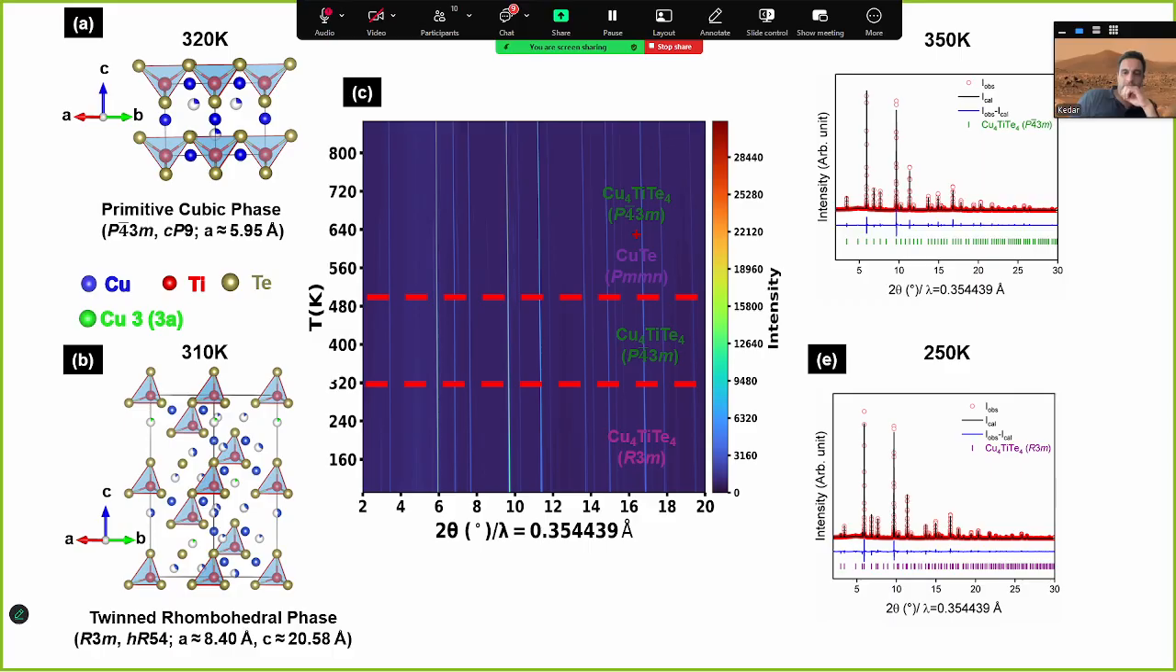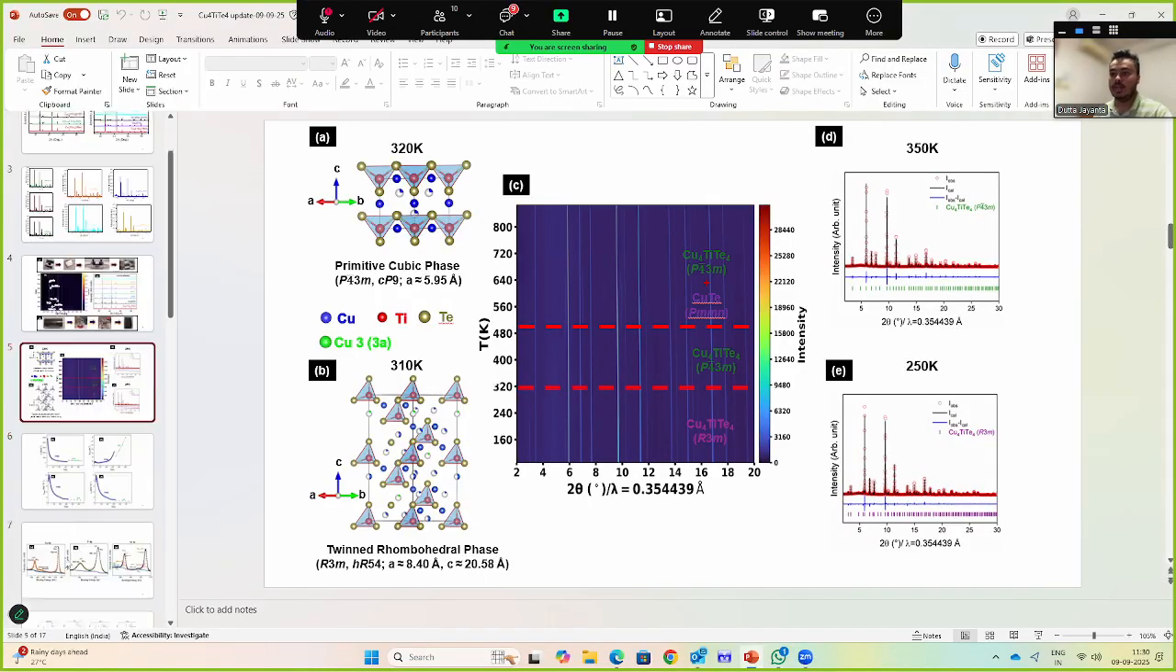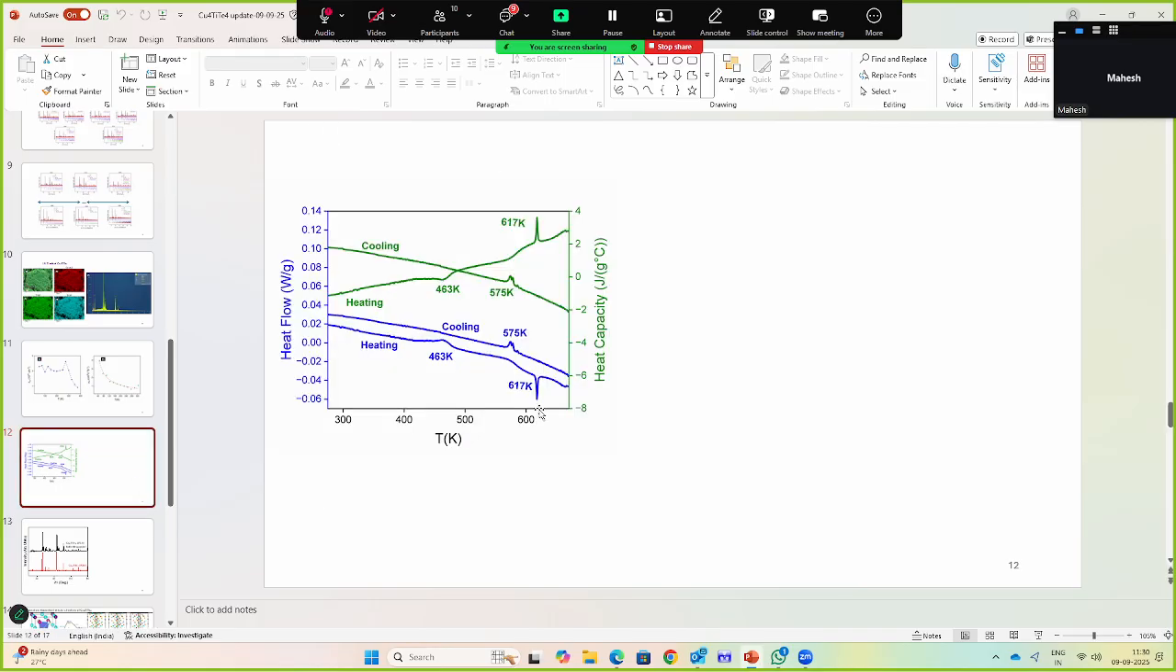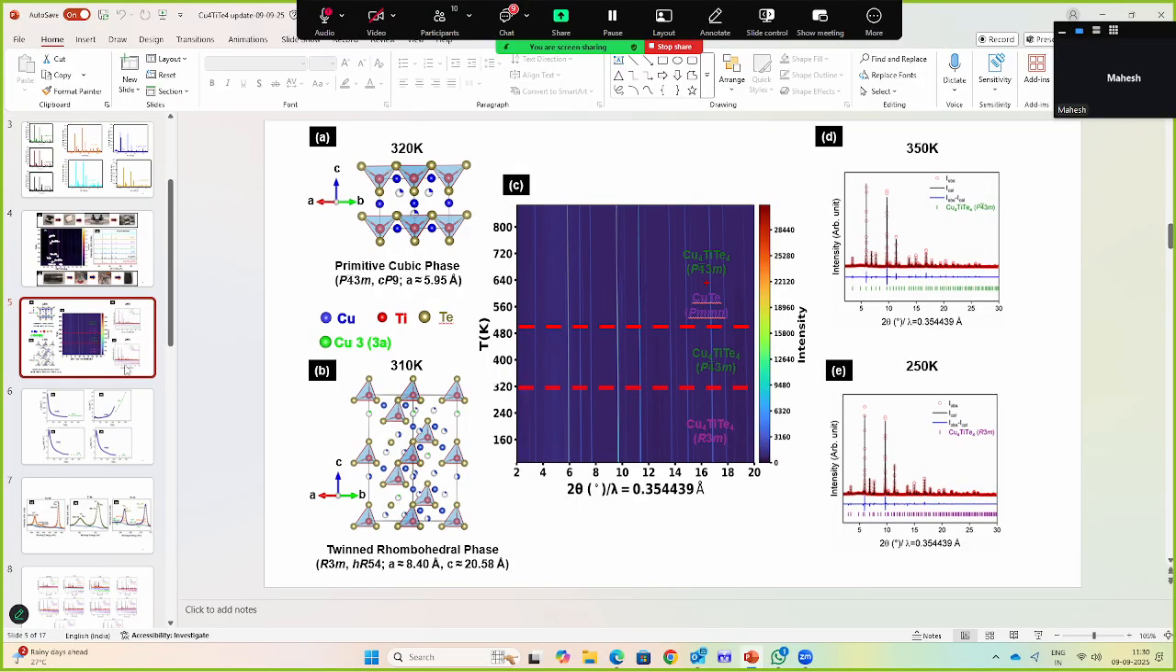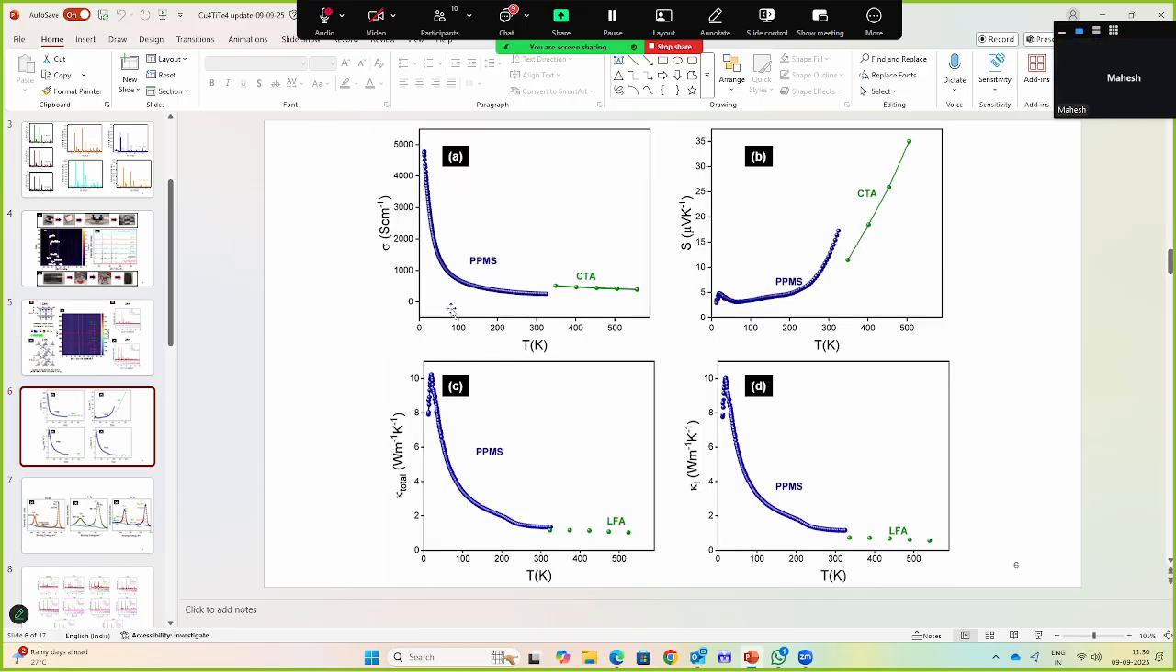I'm okay with this. I don't know if you want to add anything. You need DSC support with this? You have previously shown it, right? Yes, I have, but the DSC data is not so good, so I just put it in the supplementary. That's fine. So then no transport data yet. I have, but not for the phase pure one. Yeah, phase pure data is not there.